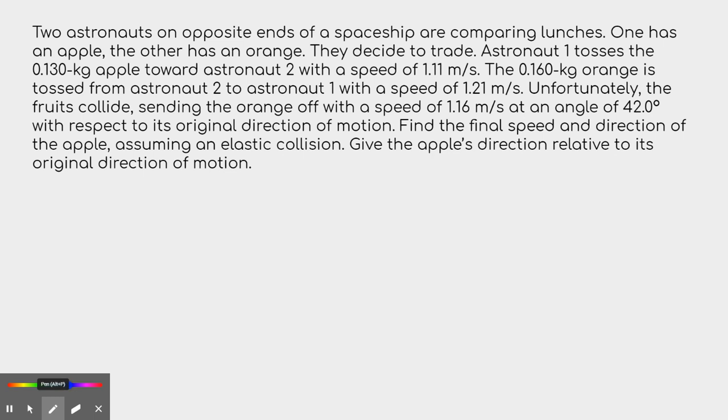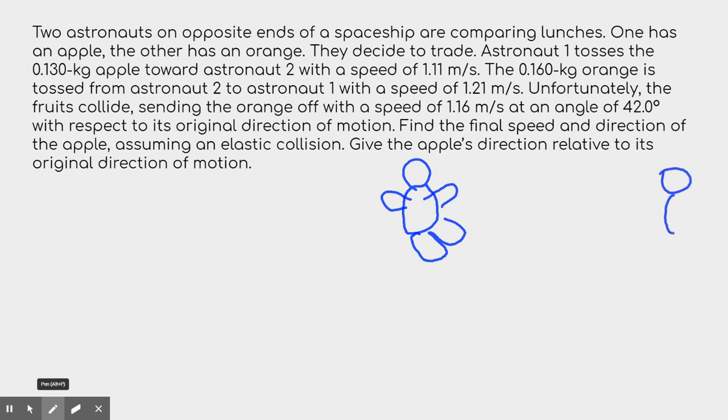Now in this problem, we are in outer space and we have 2 astronauts who are throwing parts of their lunches. They're throwing it because they're going to trade them. One of them has an apple and one of them has an orange. The first astronaut, so here is our astronaut. Oh boy. There's our first astronaut. And here is our second astronaut over here. You literally cannot tell this is an astronaut. But y'all know what I'm going for here.